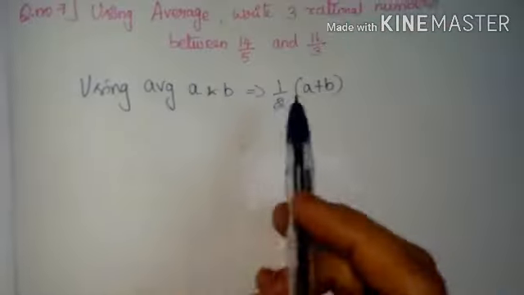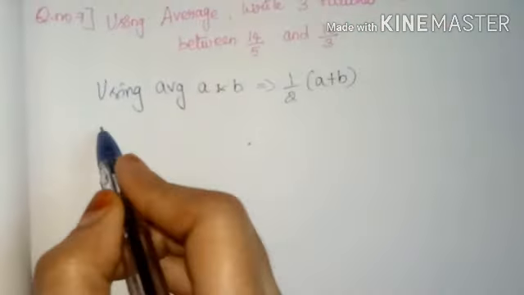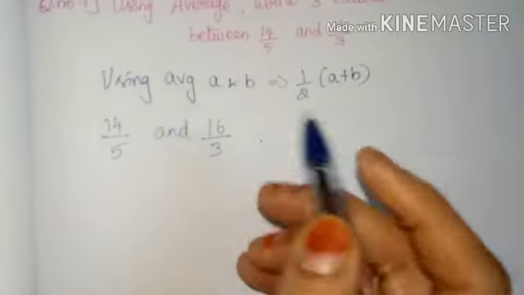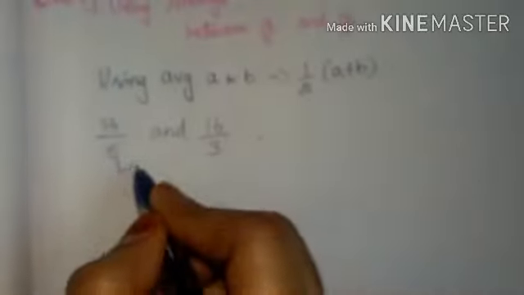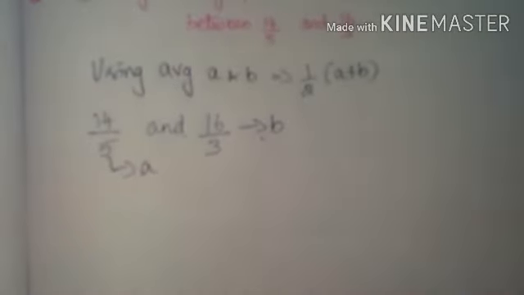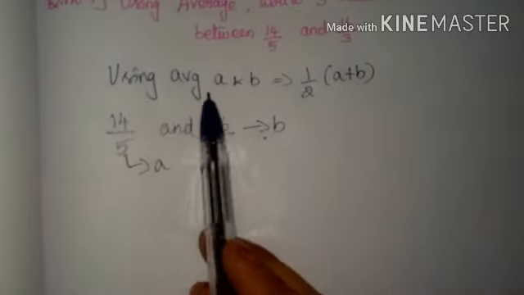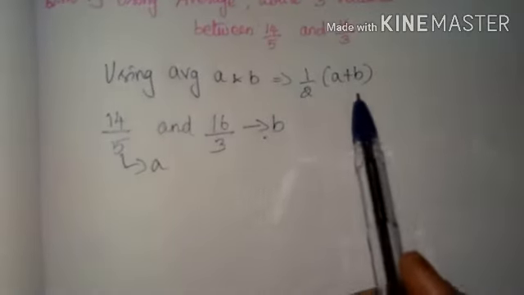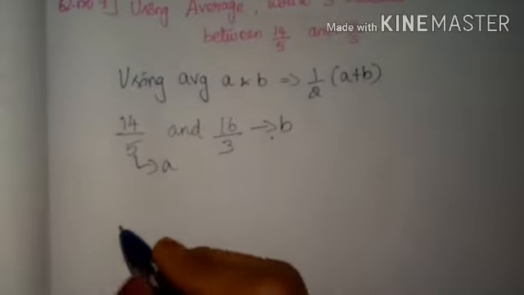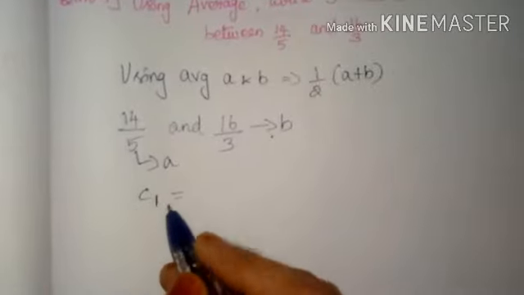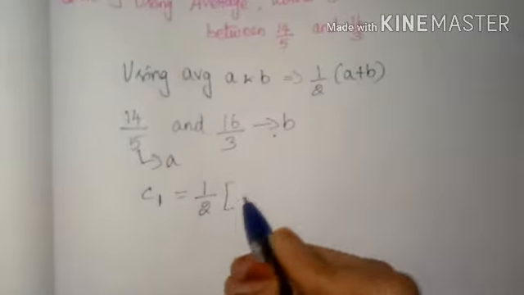Okay, listen here. What are the numbers? What are the fraction terms given? 14 by 5 and 16 by 3. Let me have this term as A and this term as B. Using average of A and B, 1 by 2 into A plus B. Let us take the first rational number as C1. C1 is equal to 1 by 2 into A plus B.